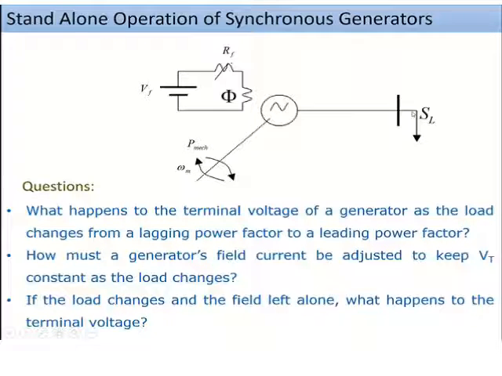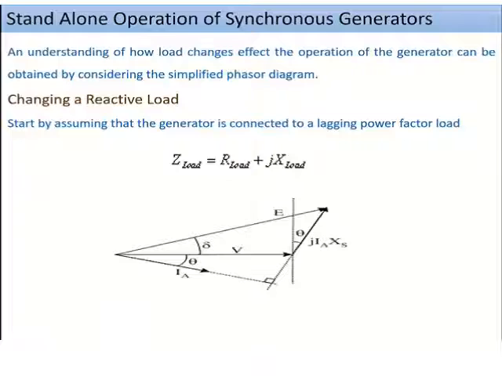So three questions: what happens to the voltage V if the power factor changes? How must the field current be adjusted to keep the Vt constant as load changes? And if load changes and the field current is not changed, what happens to the terminal voltage?